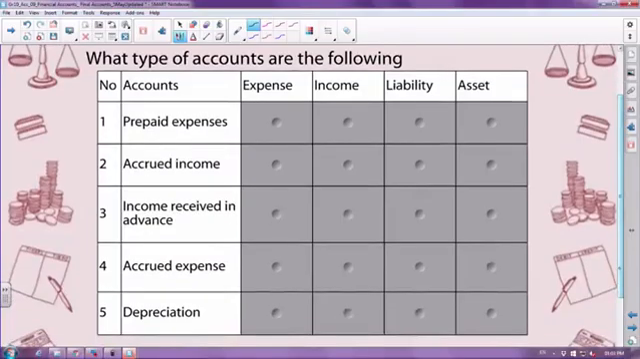Now, let's go and look at a quick question. What type of accounts are the following? And I'm going to give you 1 minute to answer this. The prepaid expense, accrued income, income received in advance, the accrued expense, and then the depreciation. And I'm asking this, I want your answers in a minute.